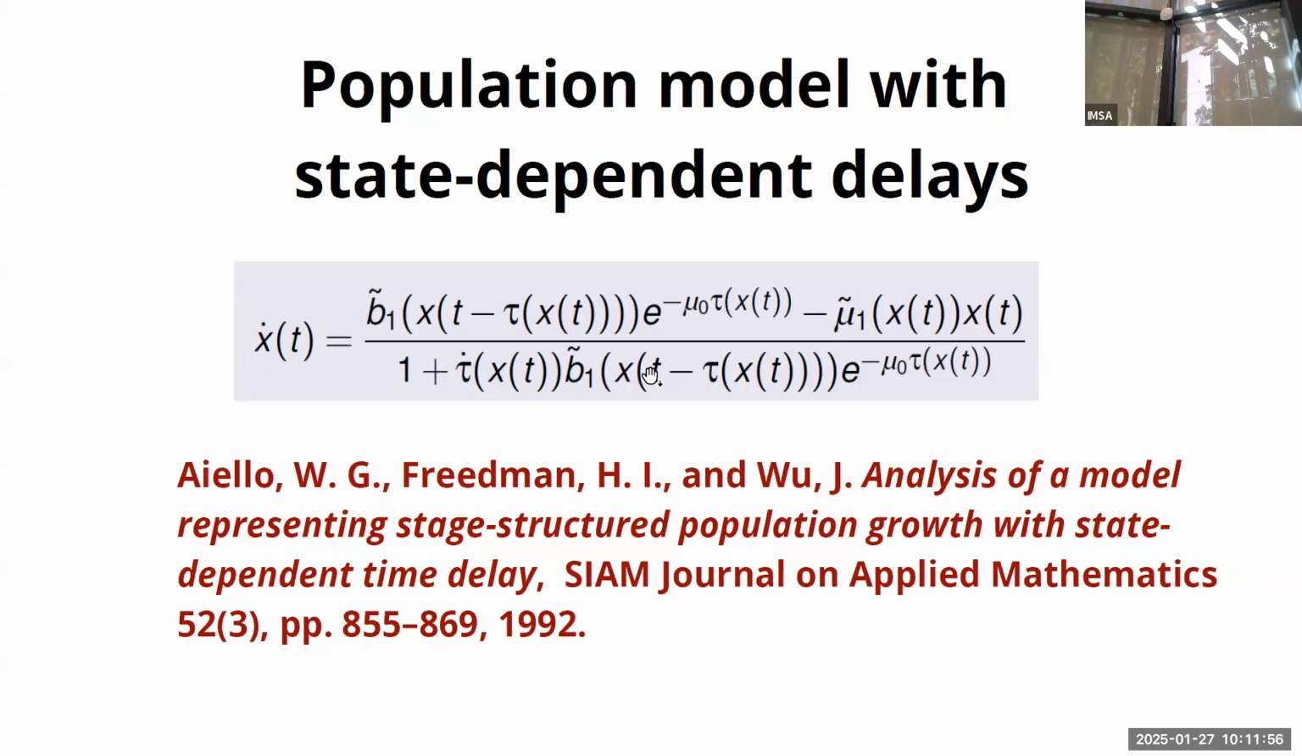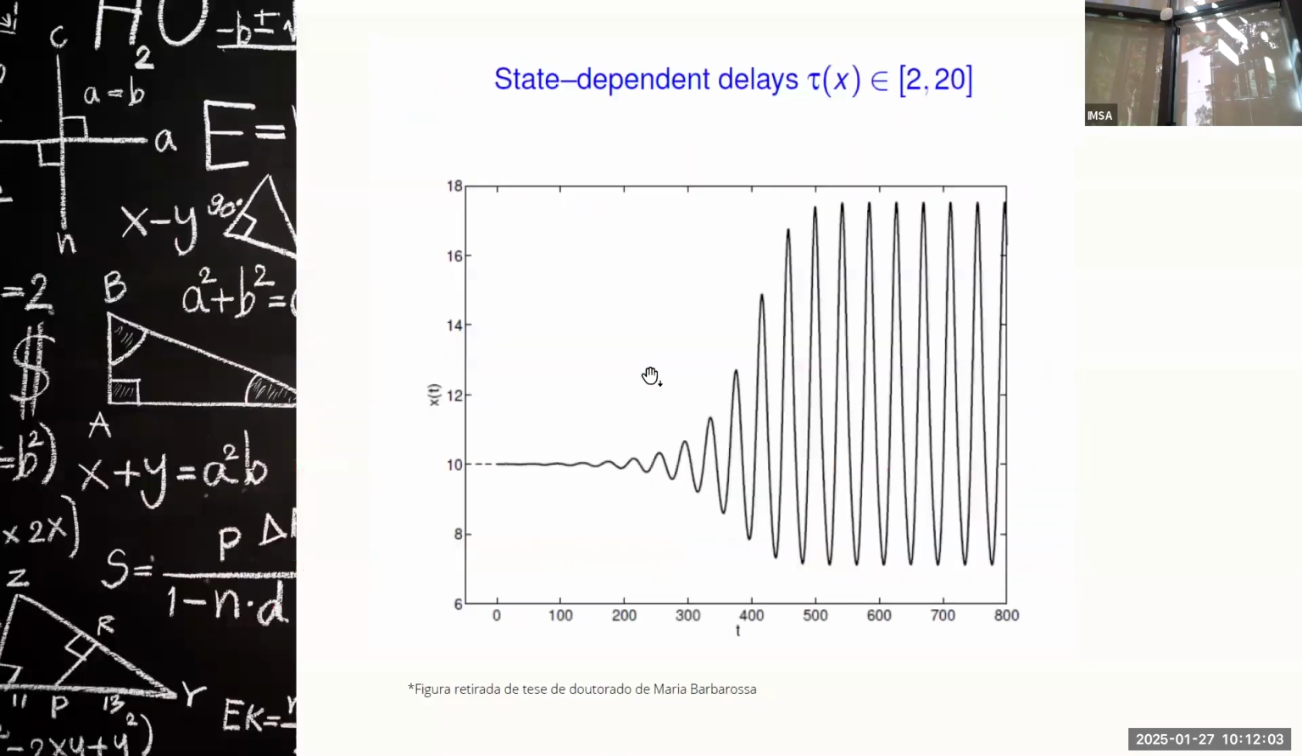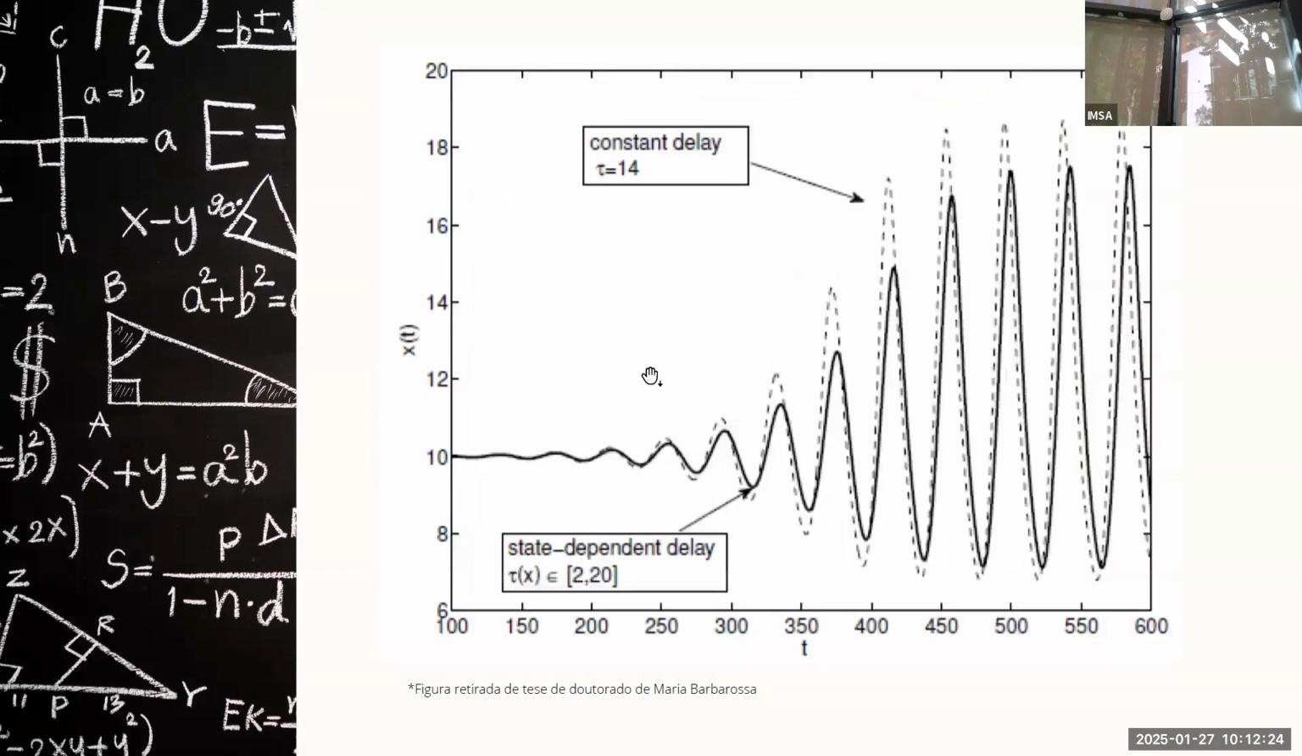So you really need to deal here with some problems in this situation where you do that composition. But here again, you can see that even in the state-dependent delays, we have this oscillatory behavior of the solution. So here, the state-dependent delay is looking at the interval from 2 to 20, and then we have exactly this oscillatory behavior for the solution.